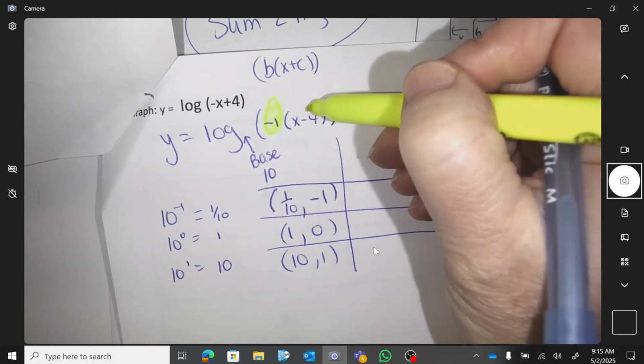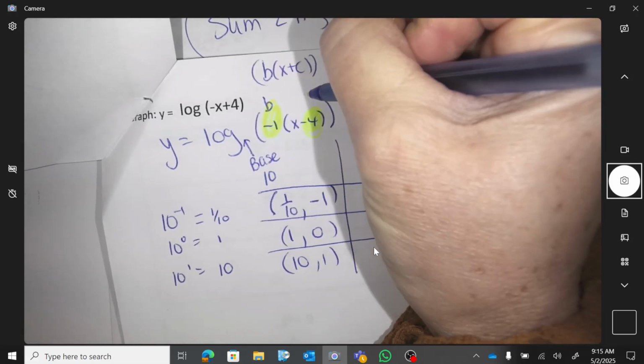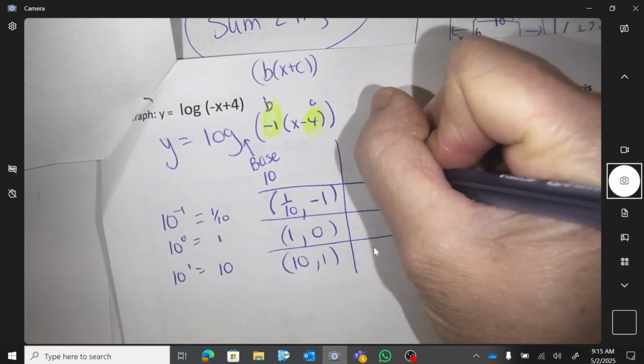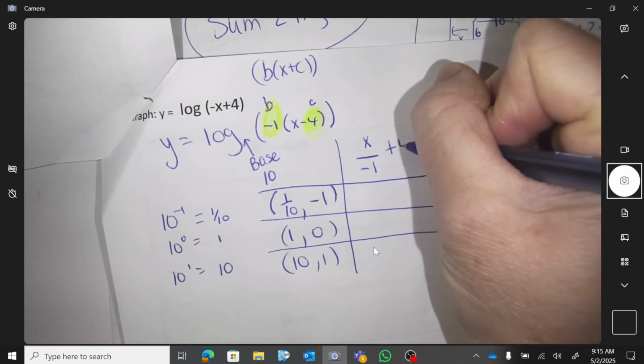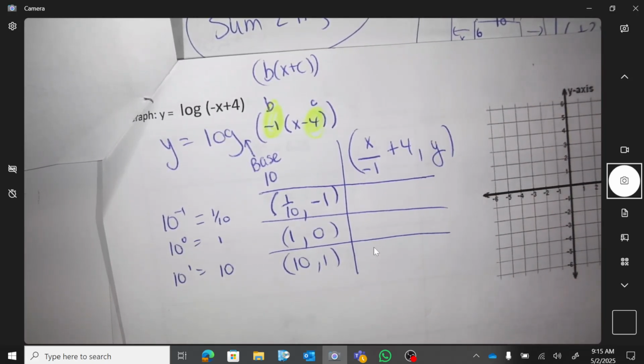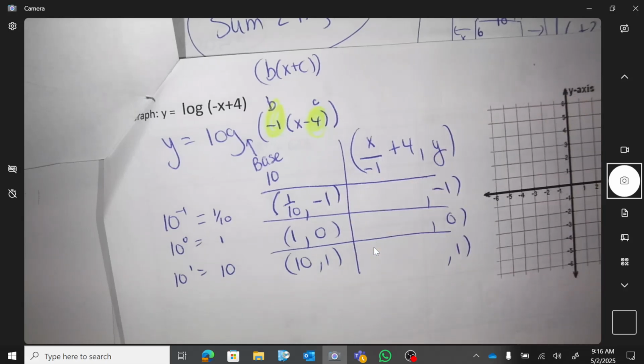We have to do that, and we have to do that. So I'm going to call this a B, and I'm going to call this a C. So we are going to go x divide by -1 plus 4. And y, just y. I'll make you guys a deal. I'll do all the math on the y values, and you can do them on the x values. Does that sound like a good deal? And I'm done.